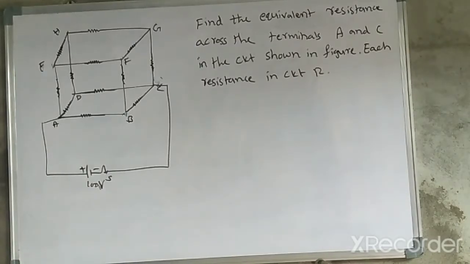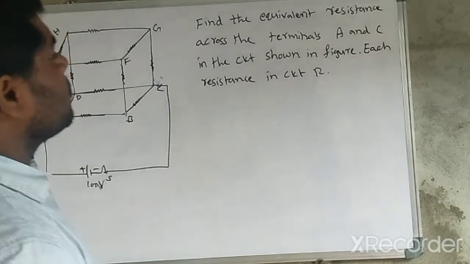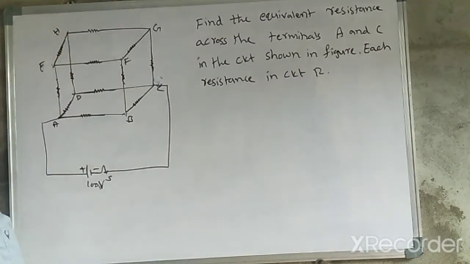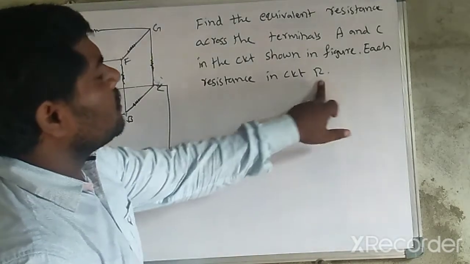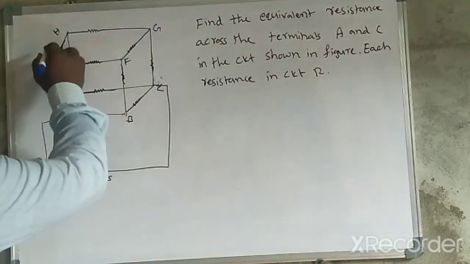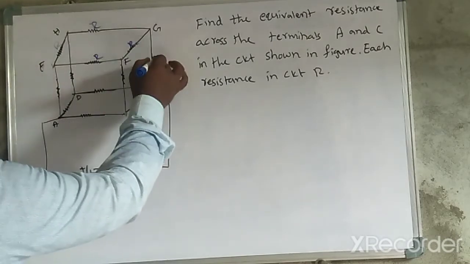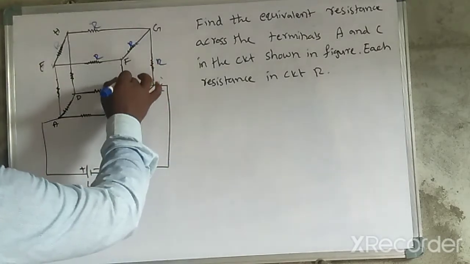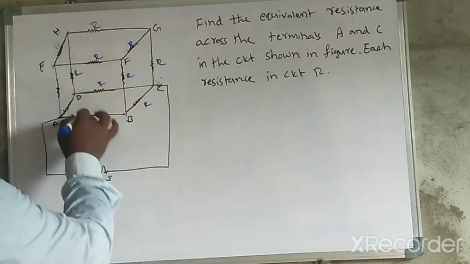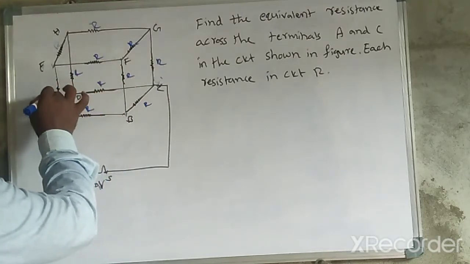So here is another important model. Find the equivalent resistance across the terminals A and C in the circuit shown in the figure. Each resistance in the circuit is R. So every resistor here is R, each resistor R.